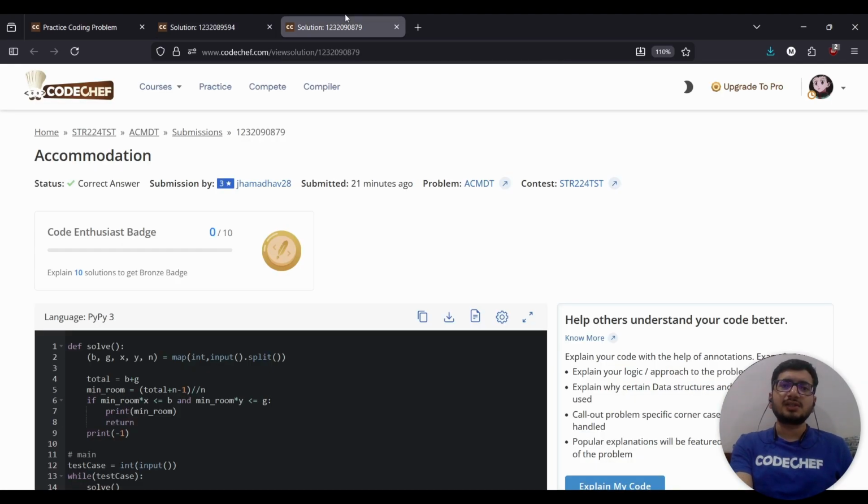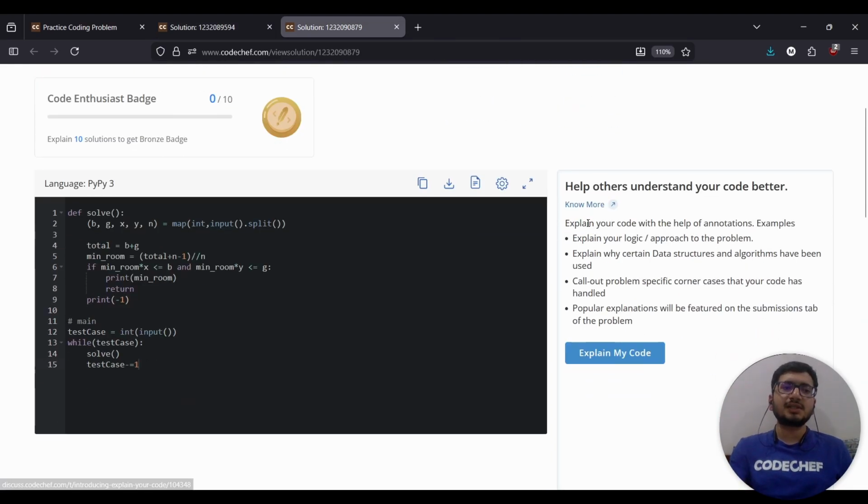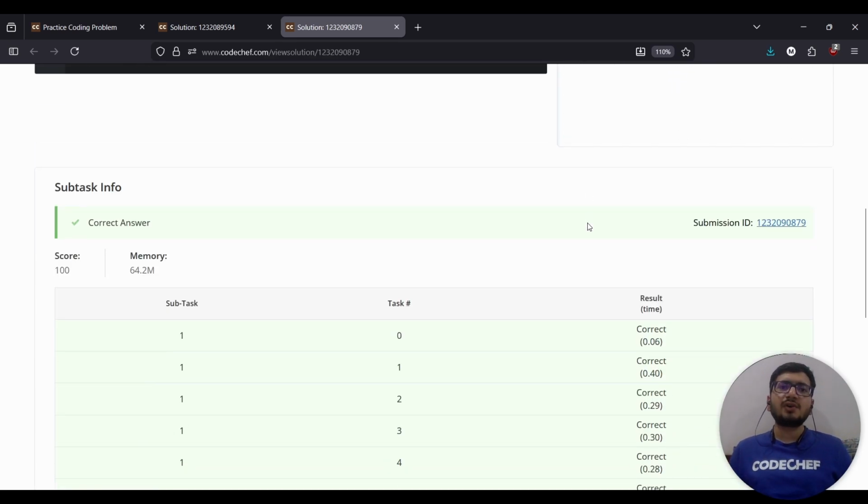Let's see how we can do this in Python. Again, for each test case, we call the function solve, take the input of b, g, x, y, n. Then we have the total, that is nothing but b plus g. The minimum room is total divided by n, taking the ceiling. Then we check if it satisfies the first and second condition. If it does, we print that, otherwise we print -1. And as you can see, I have got an AC in my Python implementation as well.